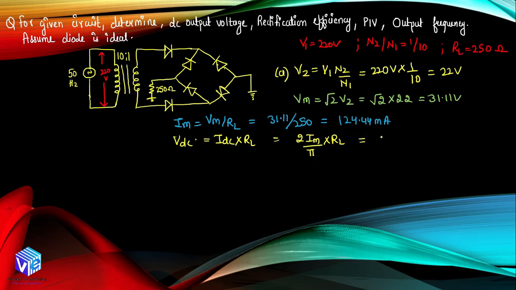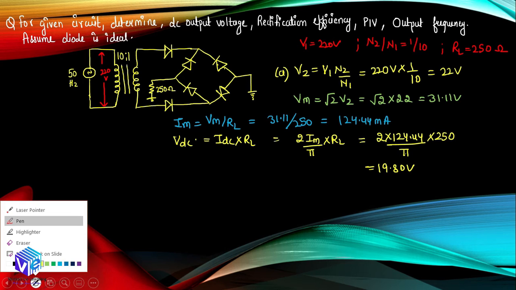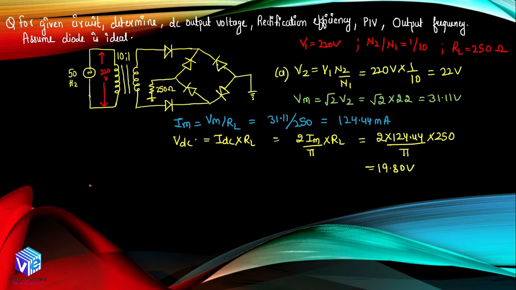So let's put the value of Im. 2 into 124.44 upon pi into RL. What is RL over here? It is 250, right? So when you do the calculation, it will come out to be equal to 19.80 volt. Right, now coming to the rectification efficiency, which is the last part of this question.